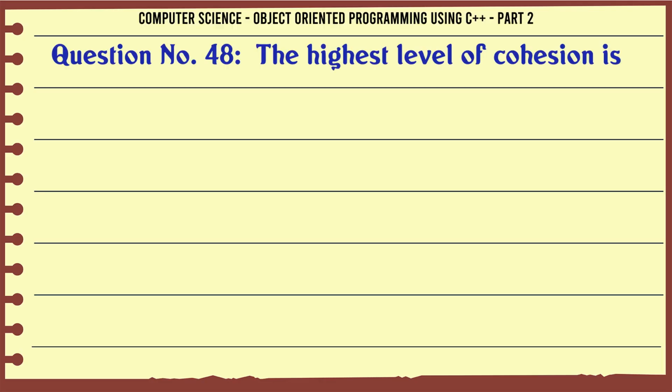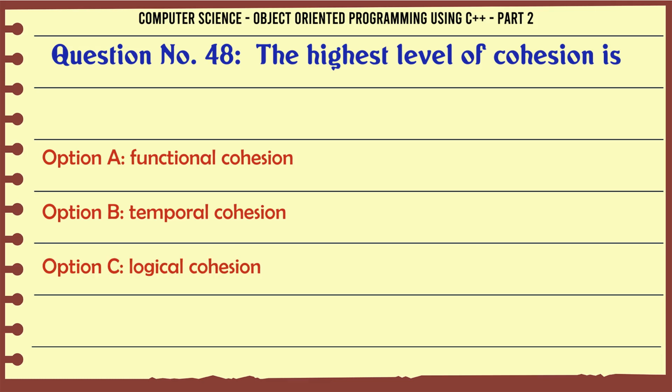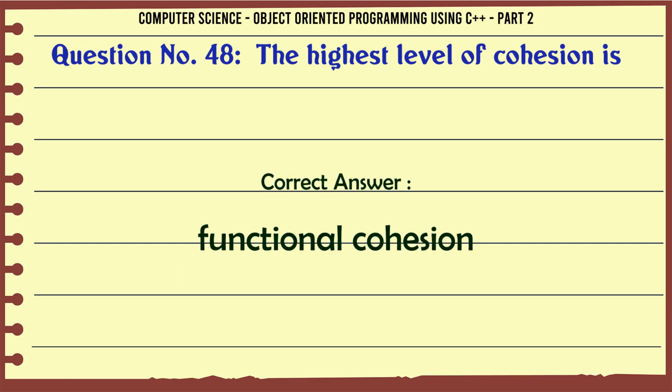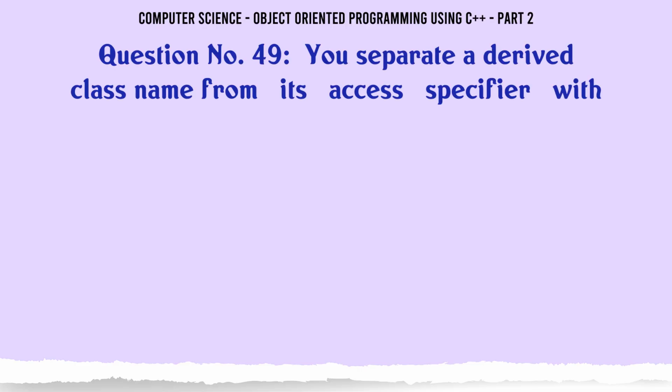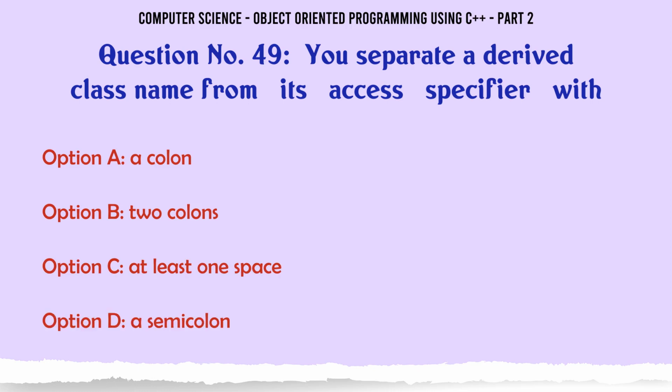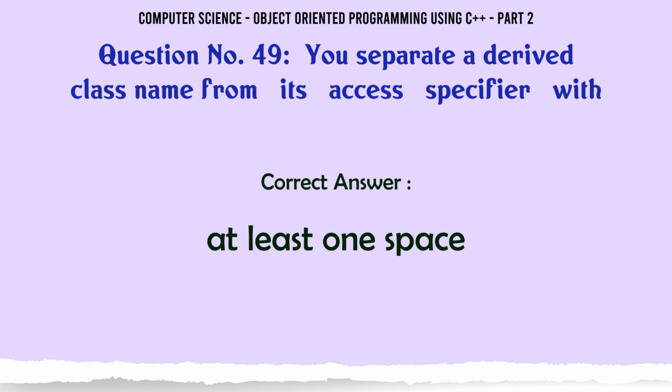The highest level of cohesion is: A. functional cohesion, B. temporal cohesion, C. logical cohesion, D. sequential cohesion. The correct answer is functional cohesion. You separate a derived class name from its access specifier with: A. a colon, B. 2 colons, C. at least one space, D. a semicolon. The correct answer is at least one space.